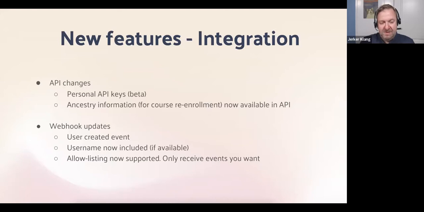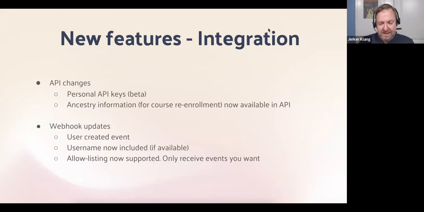Also, another feature is that ancestry information is now available in the API. This is a mouthful for those who are not into the technical details here. But one of the other features that we launched at the last live event was the ability to retake a course. So one person can take and retake a course several times. And this information that you are doing a course several times, that's what we call ancestry information. And those details are now available in the API, so you can see details about that.